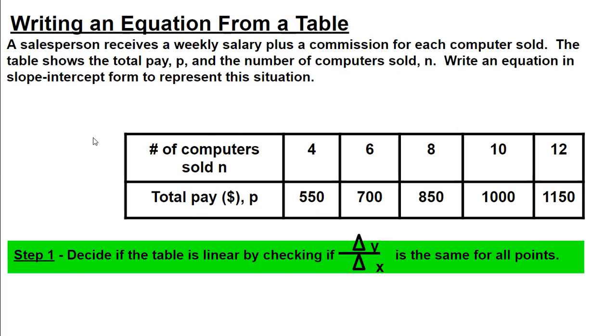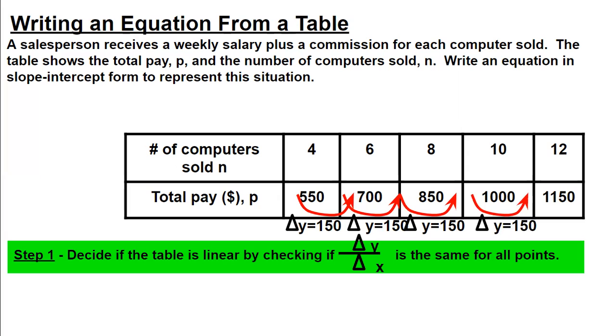So step 1, decide if the table is linear. Don't forget that step by checking if the change in y over the change in x is the same for all points. So if we check 550 to 700, that's an increase of 150. So the change in y is 150. From 700 to 850, the change in y is 150. From 850 to 1,000, the change in y is 150. And from 1,000 to 1,150, the change in y is 150.